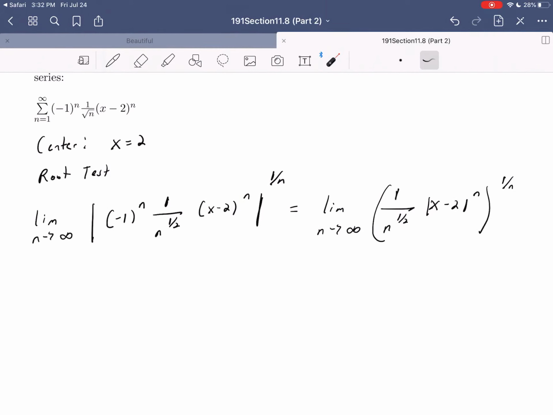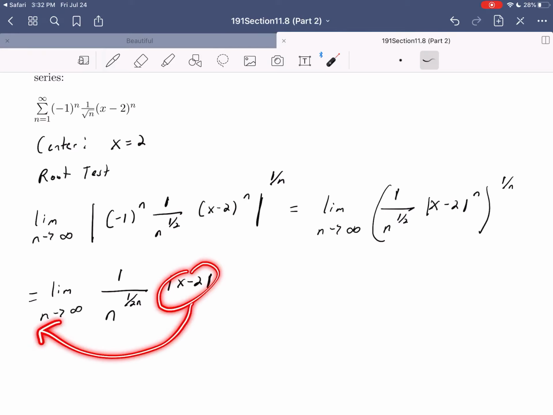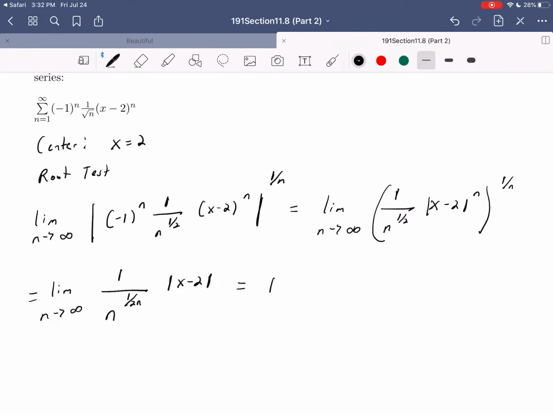Okay, now we can go ahead and distribute this exponent. So we get limit n goes to infinity, 1 over n to the 1/2 times 1 over n, which is going to be 1 over 2n, and then absolute value x minus 2. All right, as usual, we'll stick this guy in the front. So absolute value x minus 2, limit n goes to infinity, 1 over n to the 1 over 2n.